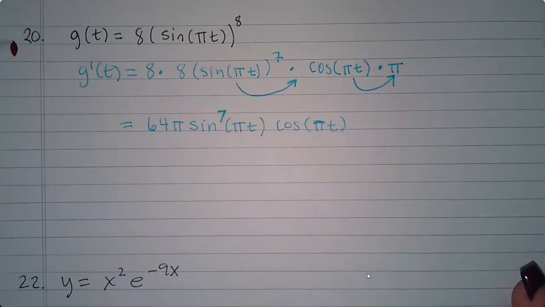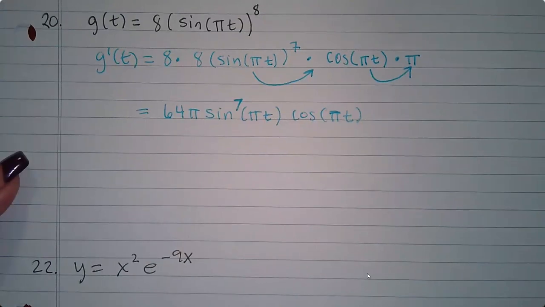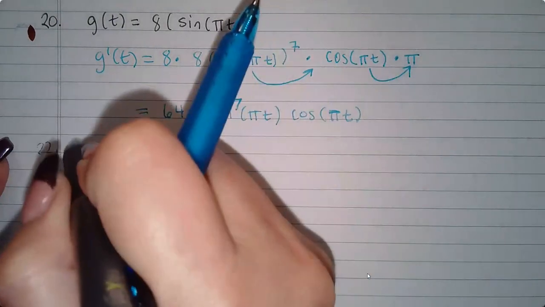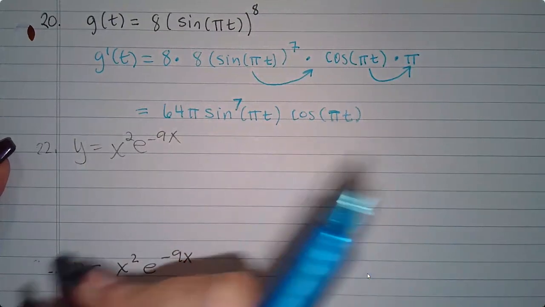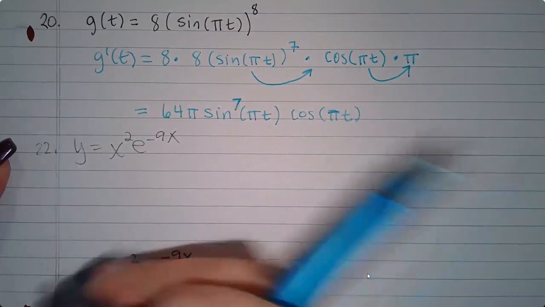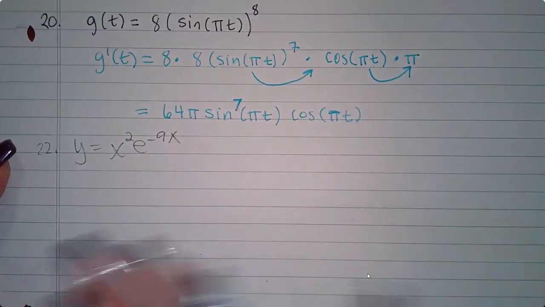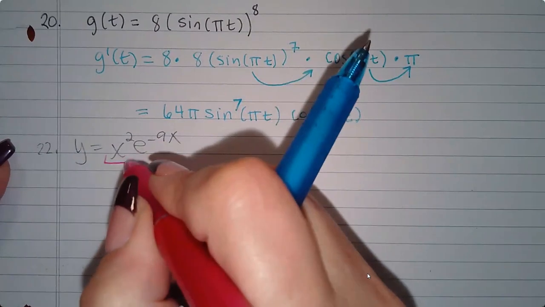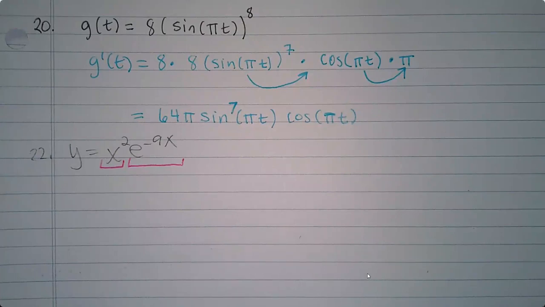I have a few more, so we're still going to keep practicing. I noticed one in there, like number 22. There was another one with the radical, but I think I did an example like that in one of the videos. But for this one, number 22, okay, what is going on in here? You have a function with x times another function that has an x. So that requires which rule?